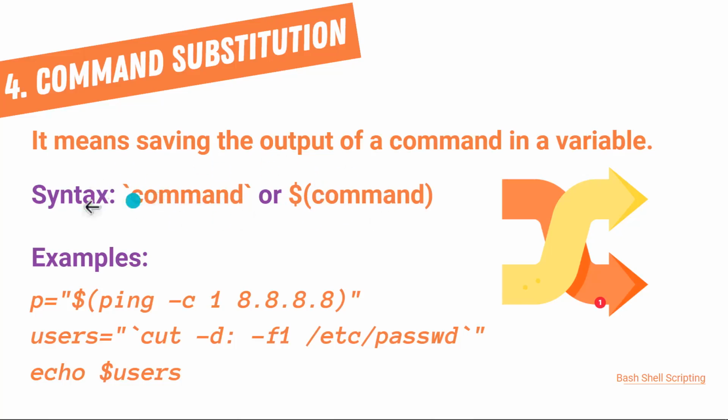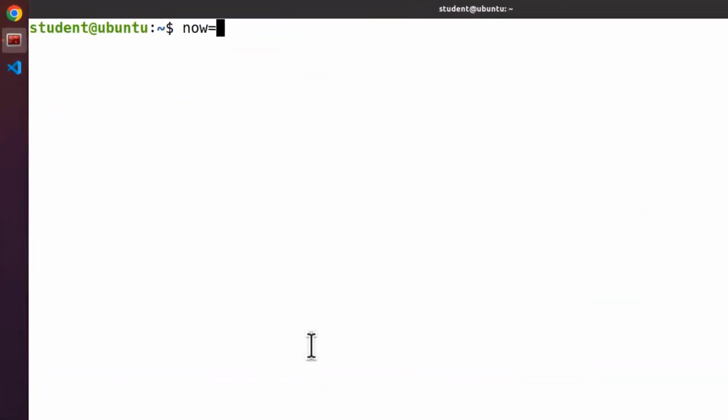The first one is to write the command between back quotes or backticks. This is a special character below the escape key on your keyboard. For example, now equals, and between backticks, I'm writing the command date. This is a command substitution. The date command was executed and its output stored into a new variable called now. This variable can be later used inside the script.